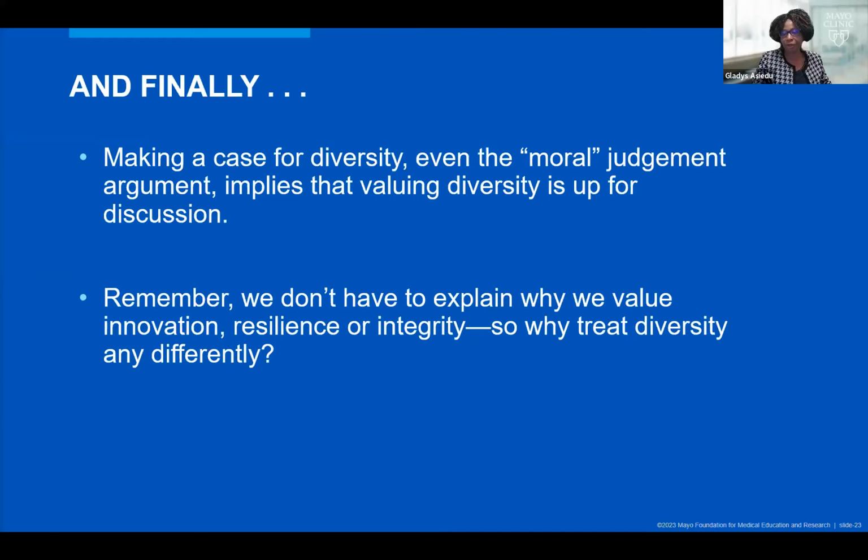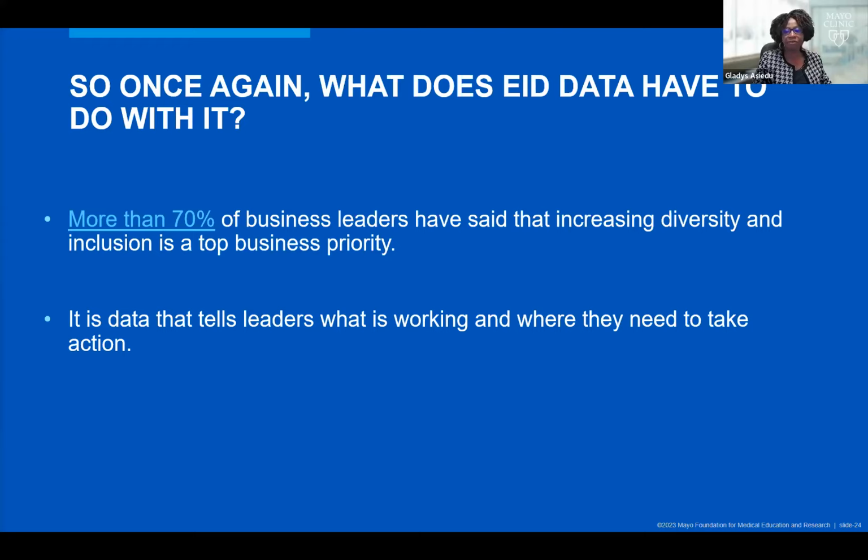These efforts and initiatives may not meet the legal threshold to be investigated or solved. Therefore, EID strategies with institution-based, data-driven solutions and outcome metrics are very necessary to improve this concept. So again, what does EID data have to do with it?